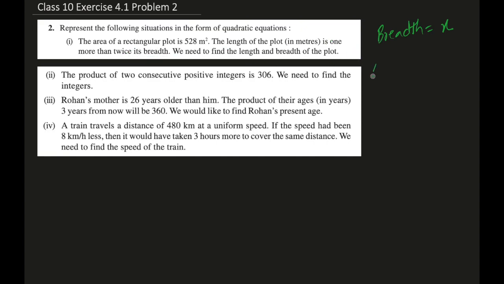According to the statement, the length of the plot is one more than twice its breadth. So length will be 2 times the breadth, that is twice its breadth and 1 more. So it will be 2x plus 1.